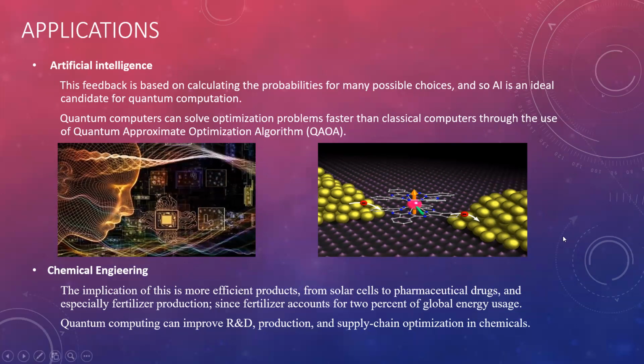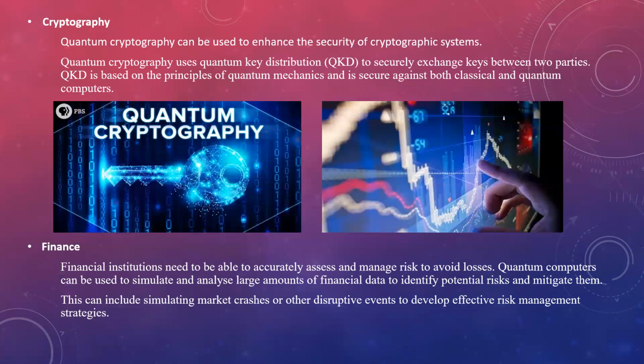So the next application is chemical engineering. The impact of this is more efficient products, from solar cells to pharmaceutical drugs, and especially fertilizer production. Since fertilizer accounts for 2% of global energy usage, quantum computing can improve R&D, production, and supply chain optimization in chemicals. So the next application is cryptography.